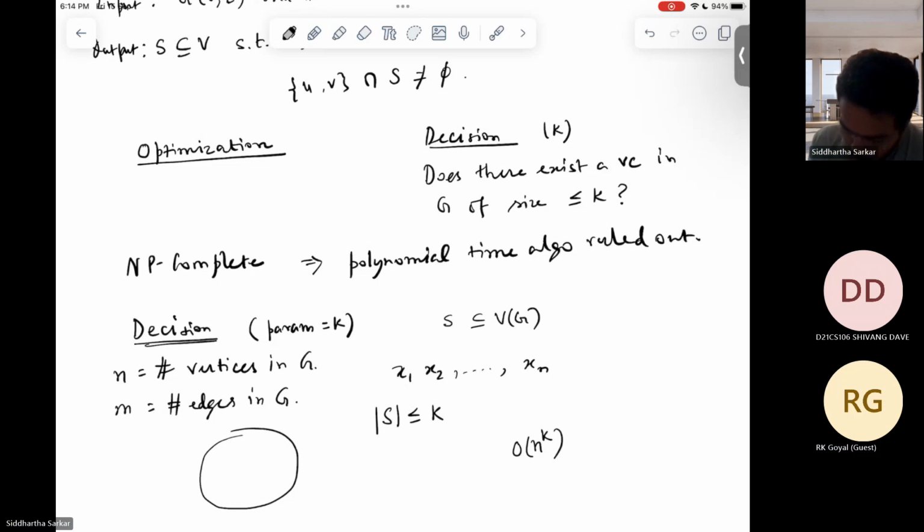So the number of subsets whose cardinality is 1 is n choose 1, plus the number of subsets whose cardinality is 2 is n choose 2, like that. We have n choose k. So this is the total number of subsets of size at most k.